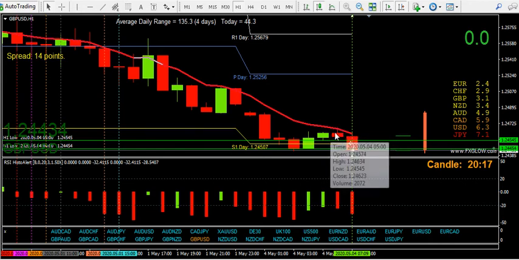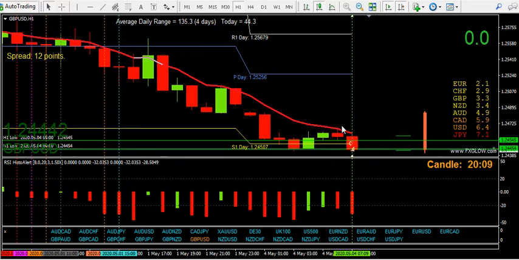When we fail to make a new high and we break the low of this, we can sing the song: high, low, lower high and lower low. Remember, this could still turn green, this candle, so we have to wait for it to close, which it will do in exactly 20 minutes now.